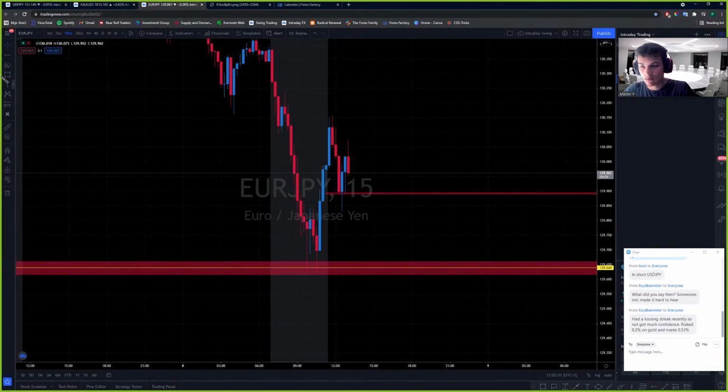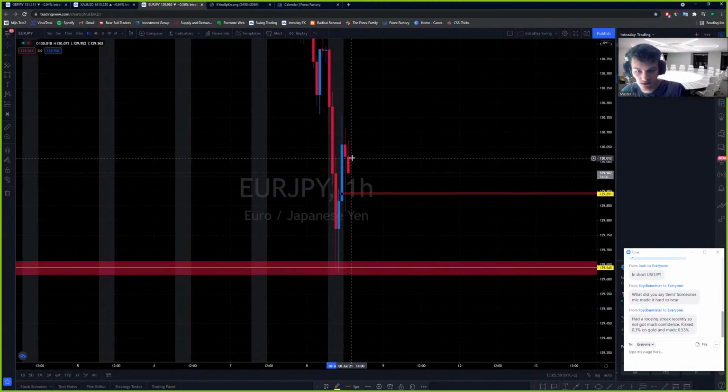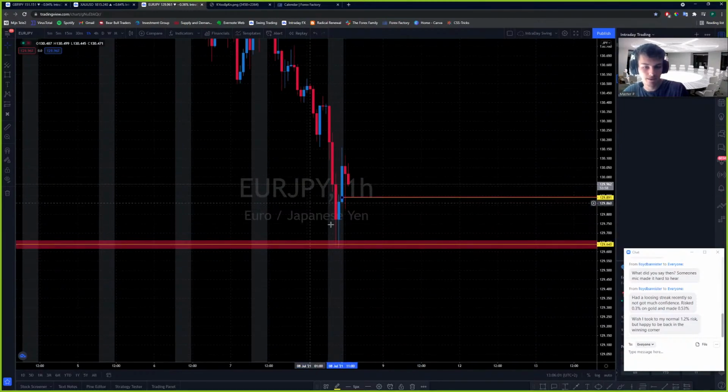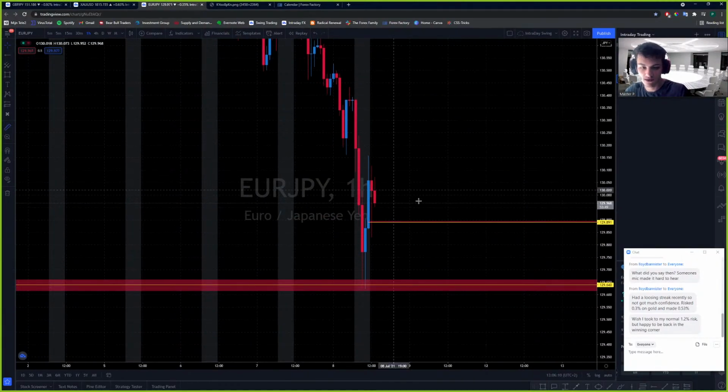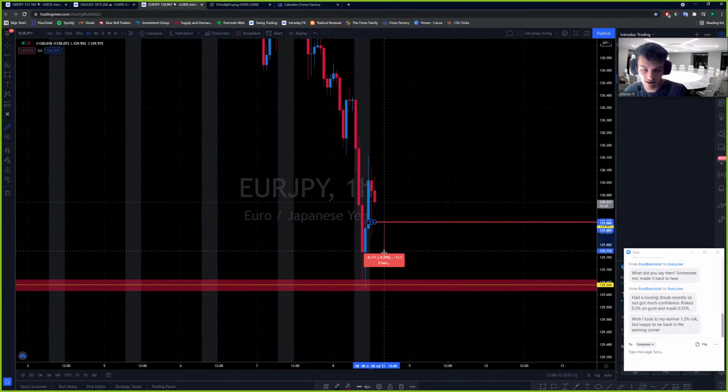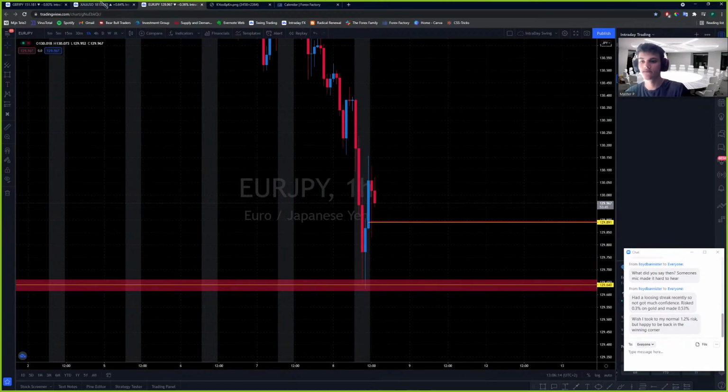On Euro JPY, if you break this support, then you can say that we're going to retest the lows. But right now, because we tapped into daily support already, I'm not so sure about how much downside we have. But there's absolutely this range over here, which is about 11 to 20 pips.